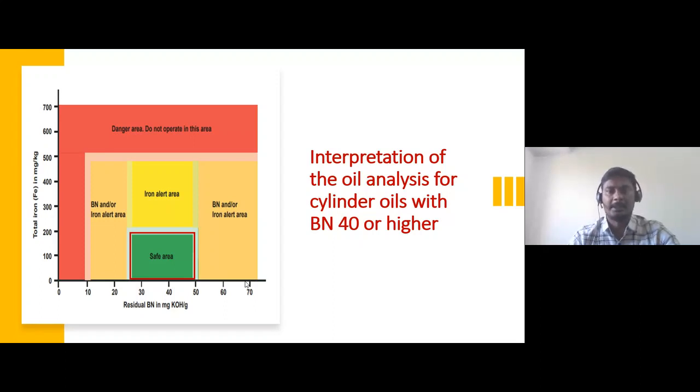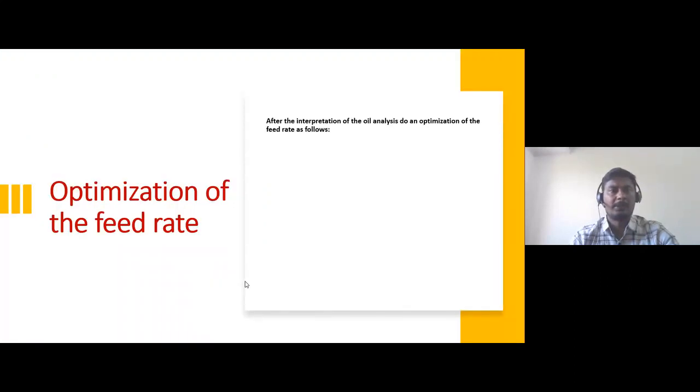So what is the criticality of your equipment, so you can take the corrective actions. Corrective actions mean you may want to increase the feed rate or decrease the feed rate, so you can choose wisely. Optimization of the feed rate is very important in a ship engine. So you can see the interpretation of the feed rate as follows.